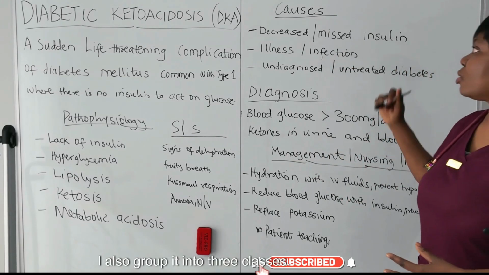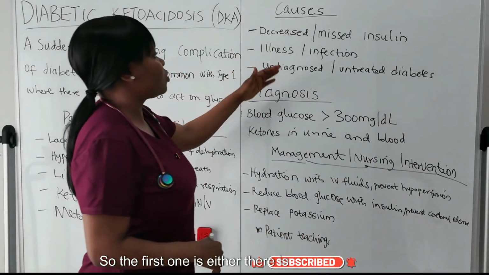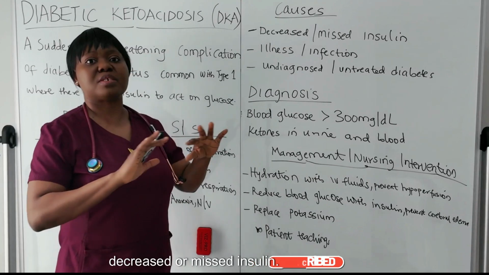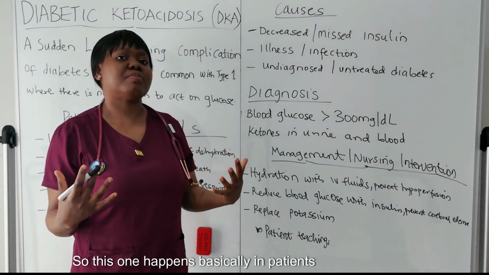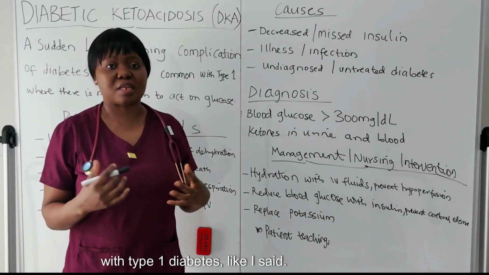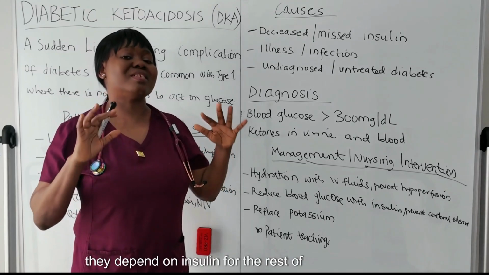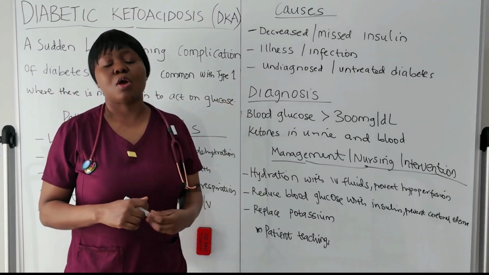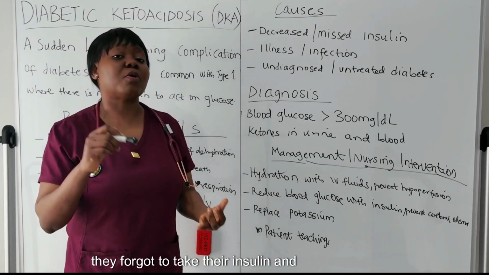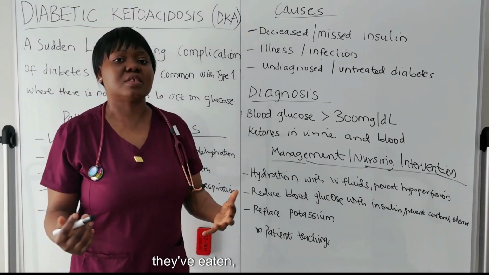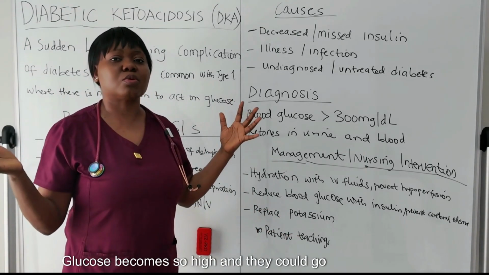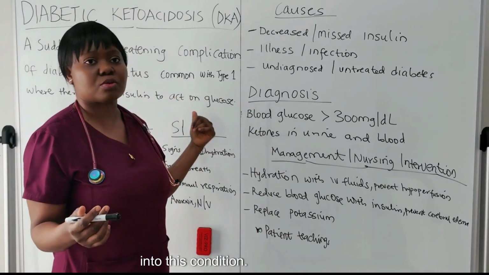I also group it into three classes. So the first one is either there is decreased or missed insulin. This one happens basically in patients with type 1 diabetes, like I said. They depend on insulin for the rest of their life. But in a situation where they forgot to take their insulin and they've eaten, there's no insulin to do the work. Glucose becomes so high and they could go into this condition.